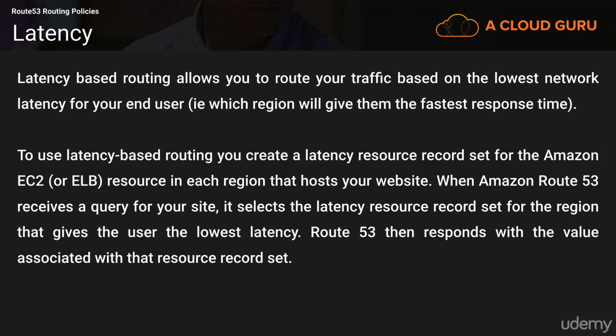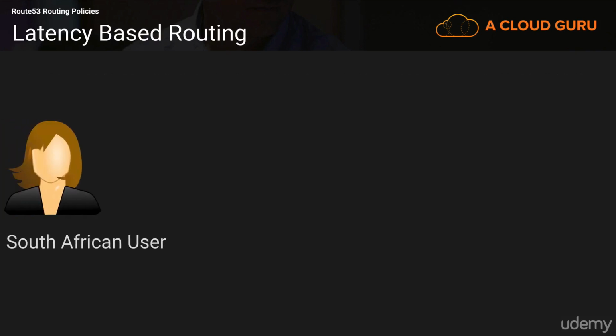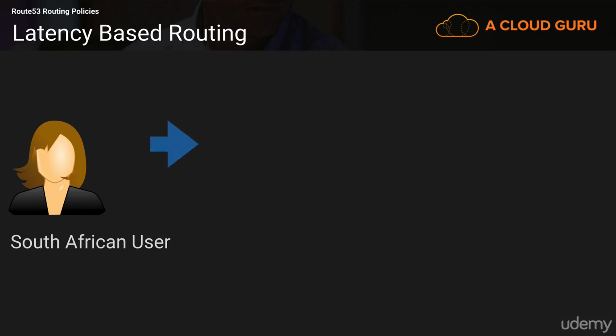So when you do this, essentially what's happening is Route 53 receives a query for your site, and it's going to select the latency resource record set for the region that gives the user the lowest possible latency. Route 53 will then respond with the values that are associated with that resource record set.